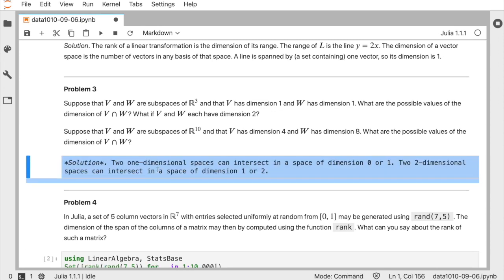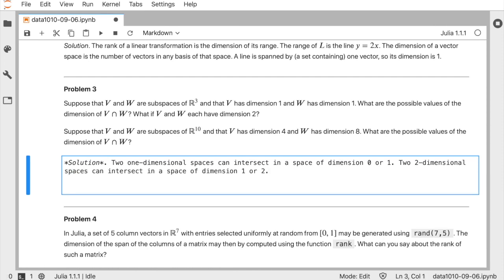To think about what's going on in higher dimension, we can't visualize things anymore. We have to think about bases. So we have 2 subspaces that have dimension 4 and 8 in R10, and we want to know the possible values of the dimension of V intersect W. And the first observation is that the intersection of these 2 vector spaces can be no bigger than the smaller one. So certainly you can't get a dimension more than 4. You're already 4-dimensional at V, and if you intersect it with W, you could lose some vectors, but you can't gain any. So the maximum dimension would be 4, and in fact, it's not so hard to achieve 4.